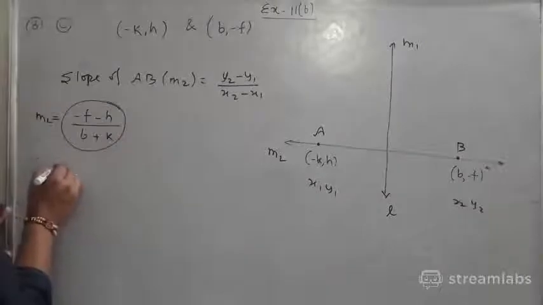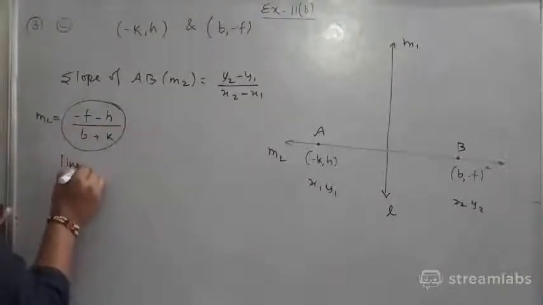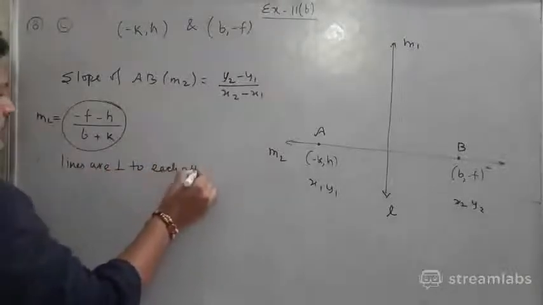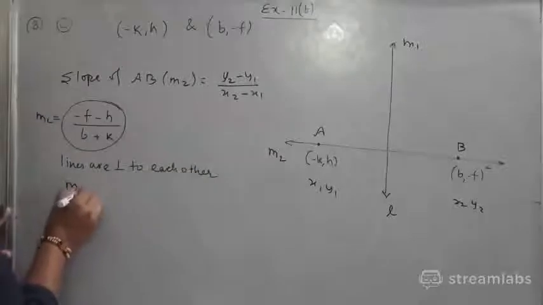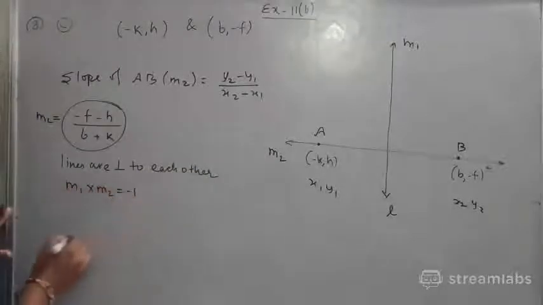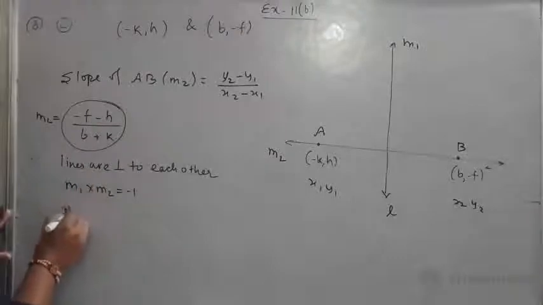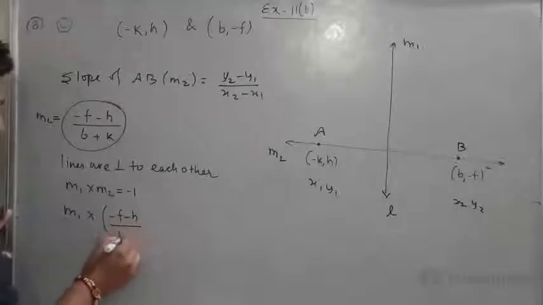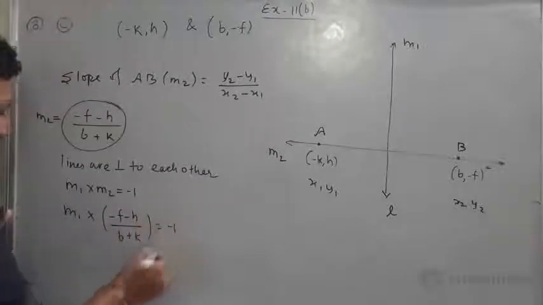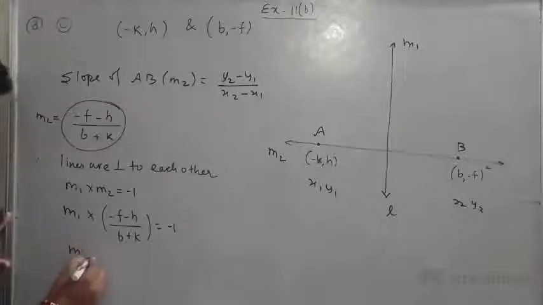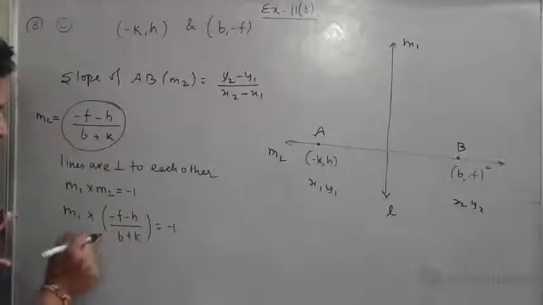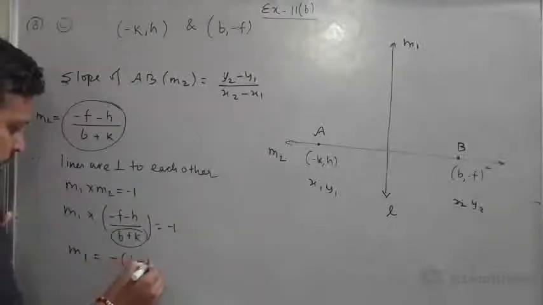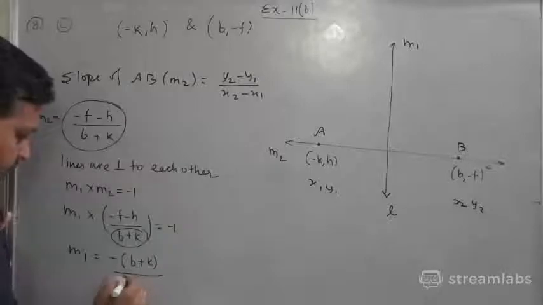So since the lines are perpendicular to each other, what is the condition of perpendicularity? The product of their slopes, m1 into m2, is equal to -1. So m1 is what we need to calculate here, and m2 is (minus f minus h) upon (b plus k), and the product is equal to -1. Therefore, m1 is equal to minus (b plus k) upon (minus f minus h), since the denominator transfers to the numerator.